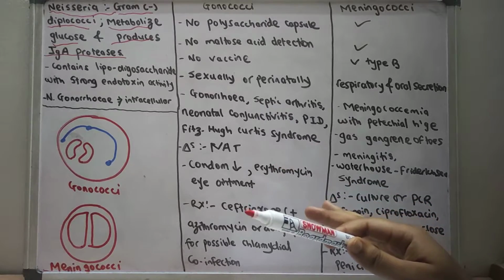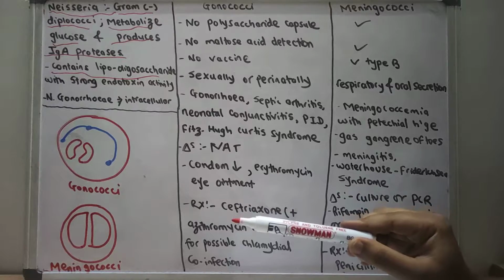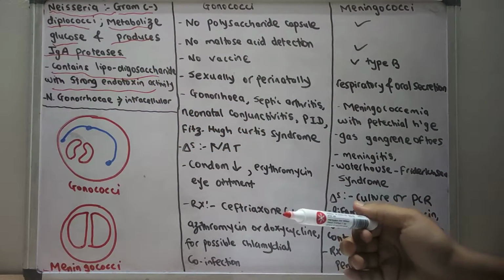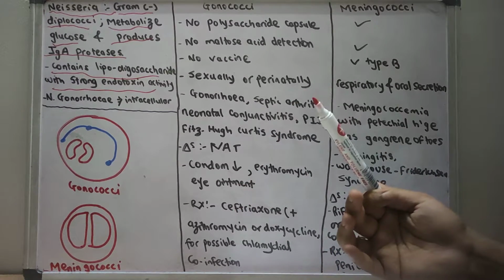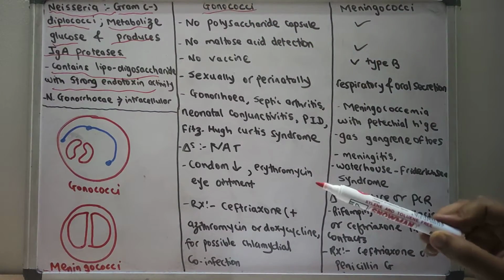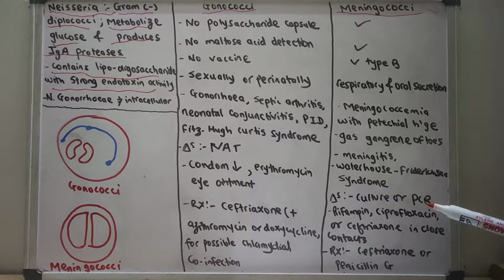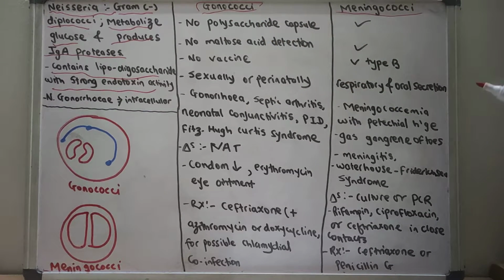The Neisseria bacteria also contain lipo-oligosaccharide, which is a strong endotoxin and has strong endotoxin activity. You have to keep in mind that there are mainly two bacteria in the Neisseria. One is Neisseria gonorrhoeae, which causes gonorrhea, and the other is Neisseria meningitidis, which causes meningitis mainly. We also call Neisseria gonorrhoeae the Gonococci, and Neisseria meningitidis the Meningococci.